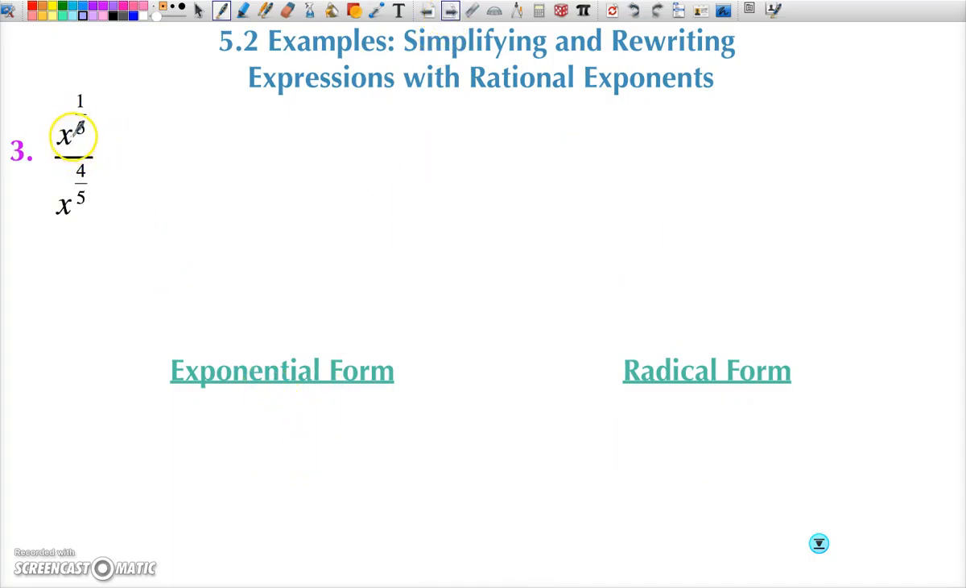Okay, now number 3, we are dividing and they have the same base. So what we do is take our base and our exponents 1/5 and we subtract because it's division. Now when we do 1/5 minus 4/5, the denominators already match and we get a negative 3/5. So we write x to the negative 3/5. However, we don't want a negative exponent when we write our answer. So let me fix that.